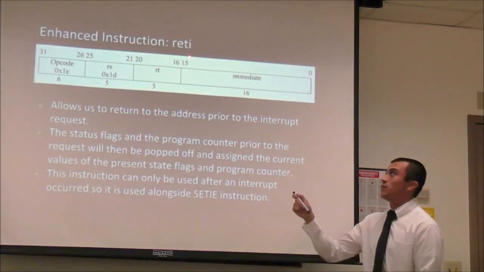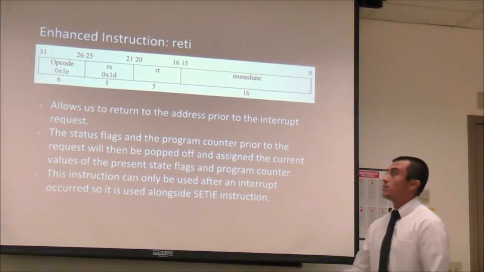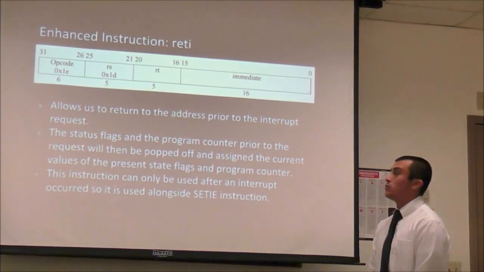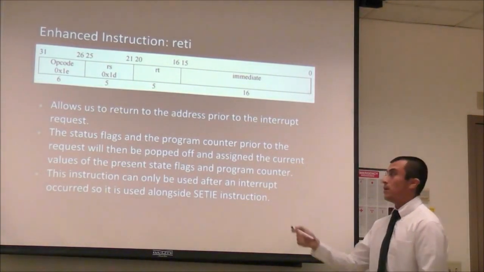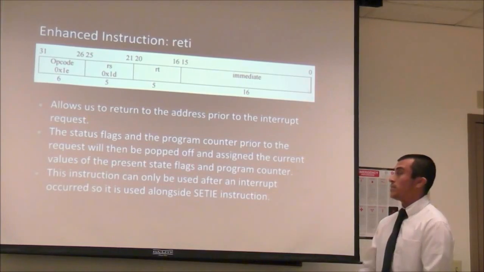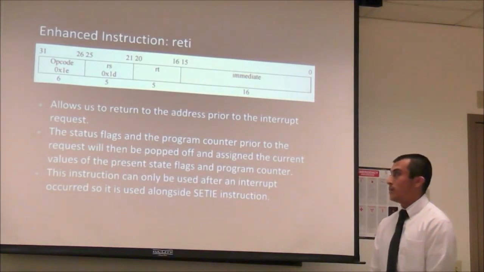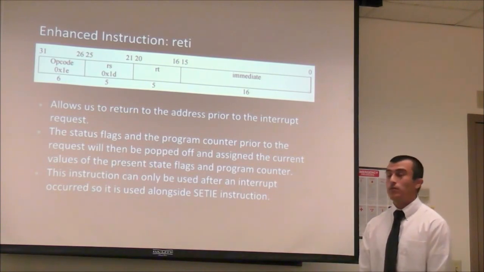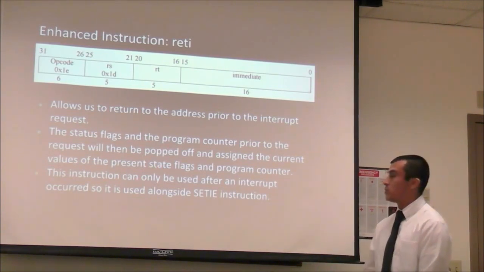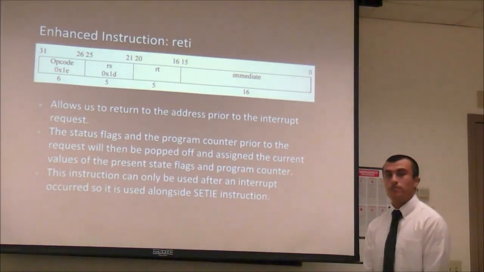And then our return from interrupt instruction is used along with our set interrupt instruction. So it allows us to return to the address prior to the interrupt request. That means that all status flags and the program counter prior to that request will be popped off the stack and then assigned as the current values of the present state flags and the program counter. So this instruction can only be used after you use a set interrupt instruction, known as a set IE.